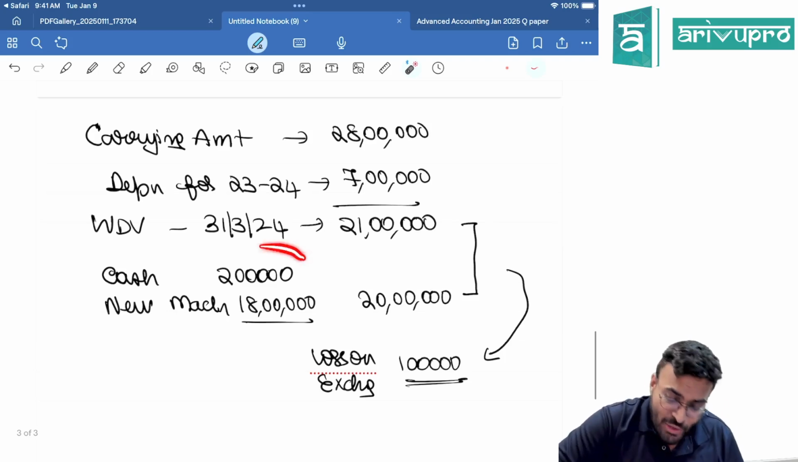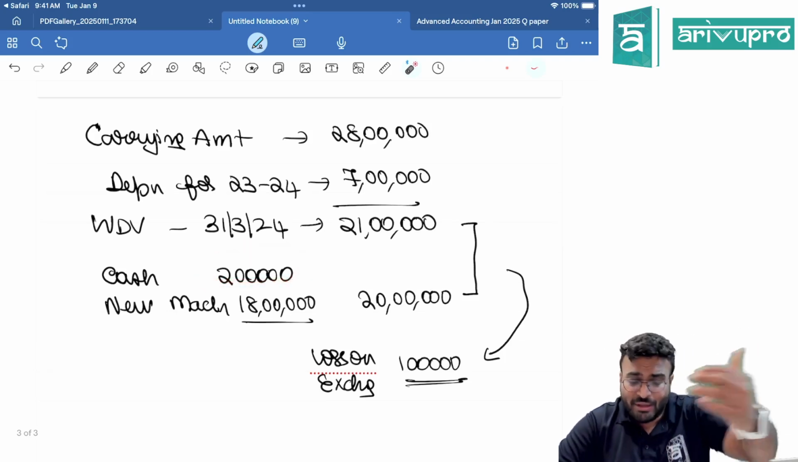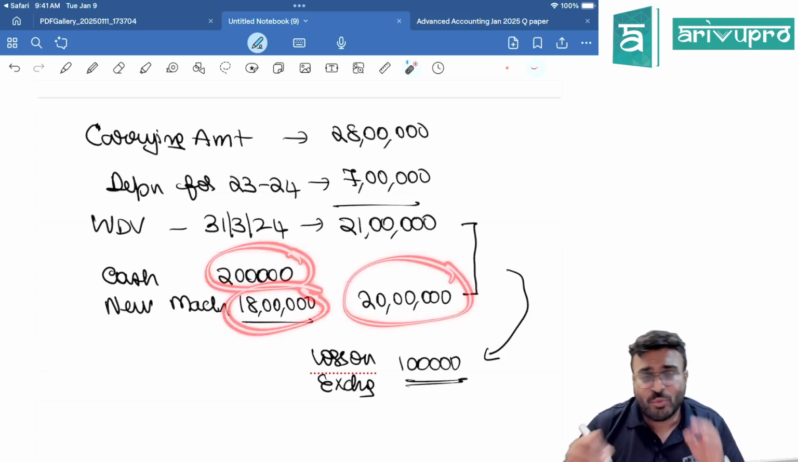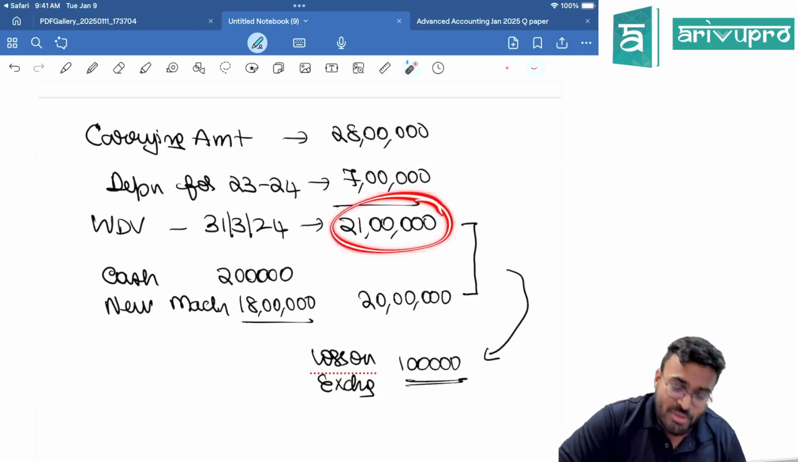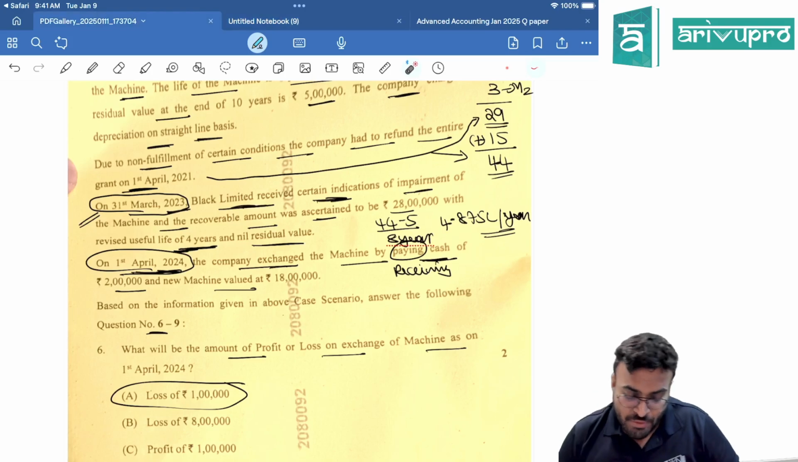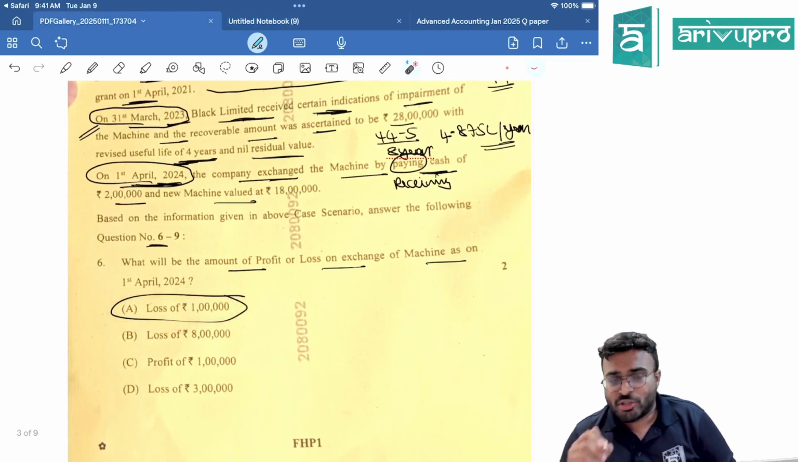What are you getting? 2 lakh you're getting cash. It is getting cash, not paying. 2 lakh you're getting cash and 18 lakh you're getting new machinery. So total what you're getting is 20 lakhs. What you have in the books is 21 lakhs. What you're getting is 20 lakhs. Loss on exchange is 1 lakh. So that should be option number A. Loss on exchange is 1 lakh.